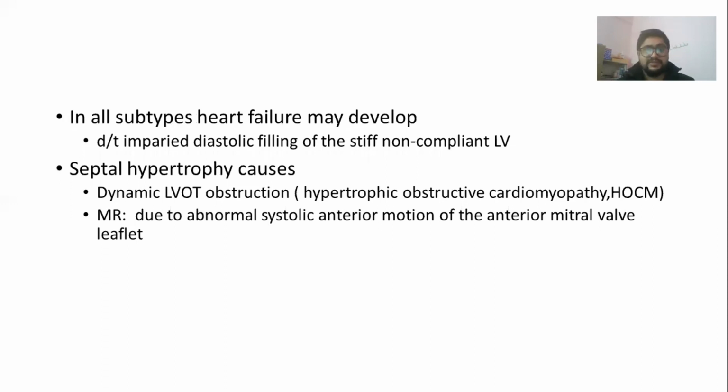And as we have discussed, there may be isolated septal hypertrophy. When there is asymmetric septal hypertrophy, it can cause a dynamic left ventricular outflow tract obstruction. In this condition, there can also be associated systolic anterior motion of the mitral valve. So there can be coexisting mitral regurgitation due to this anterior movement of the mitral valve during systole.